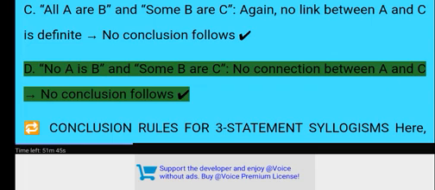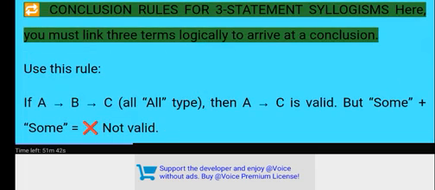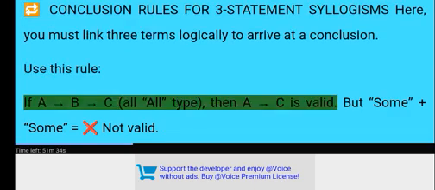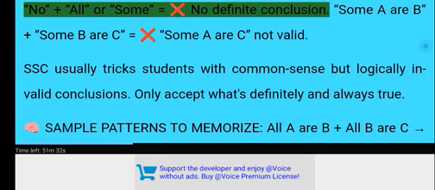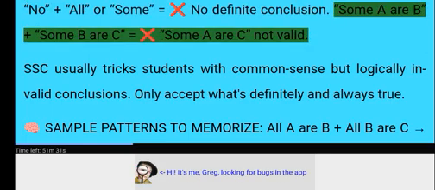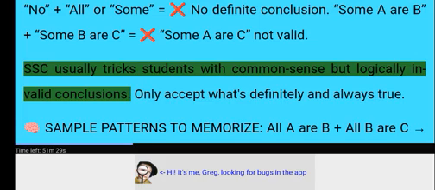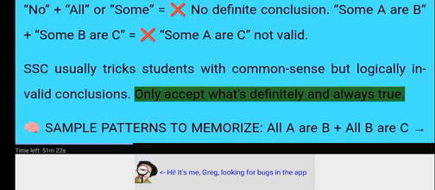Conclusion rules for 3 statement syllogisms. You must link 3 terms logically to arrive at a conclusion. Use this rule: if A to B to C are all type, then A to C is valid. But some plus some is not valid. No plus all or some gives no definite conclusion. Some A are B plus some B are C is not valid for some A are C. SSC usually tricks students with common sense but logically invalid conclusions. Only accept what's definitely and always true.